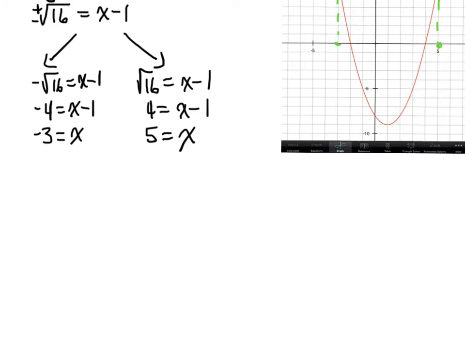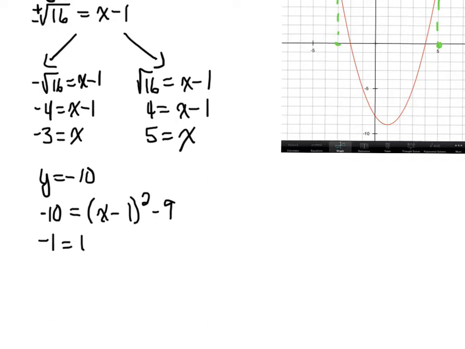All right, so I'm going to substitute in y is equal to negative 10. So I have negative 10 is equal to x minus 1 all squared minus 9. I'm going to rearrange, so I'm going to add 9 to both sides. So I have minus 1 equals x minus 1 all squared. This is a bracket, not a 1. All right, I'm going to take the square root of both sides. So plus or minus the square root of negative 1 equals x minus 1.